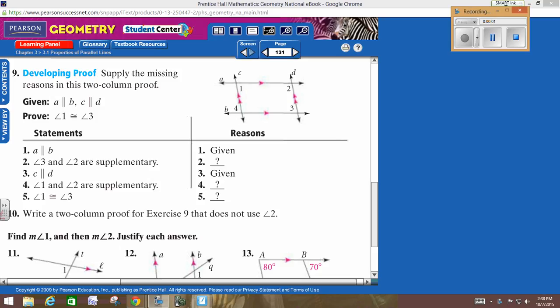Number 9, we had to supply the missing reasons here, fill in the blanks. Given A is parallel to B and C is parallel to D, they want us to prove 1 and 3 are congruent. So looking at the picture, given A parallel to B, they're telling us that angle 3 and 2 are supplementary. Why would they say they're supplementary?